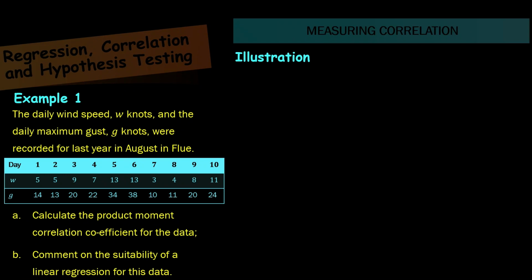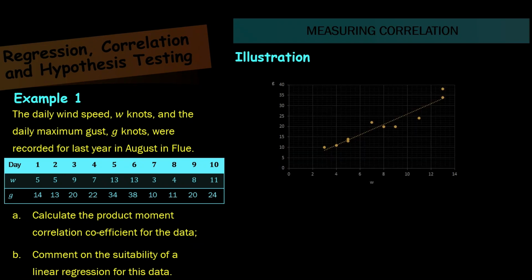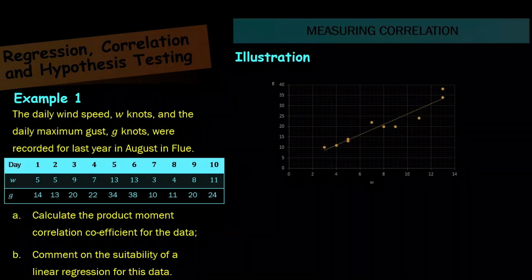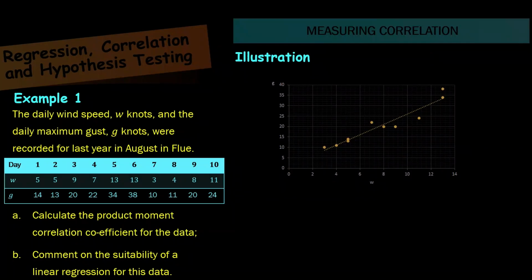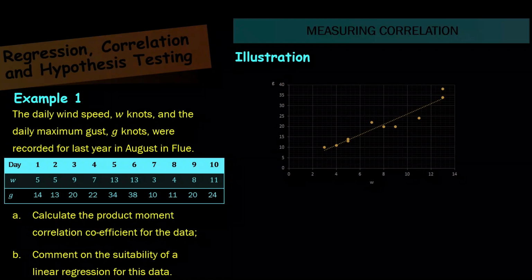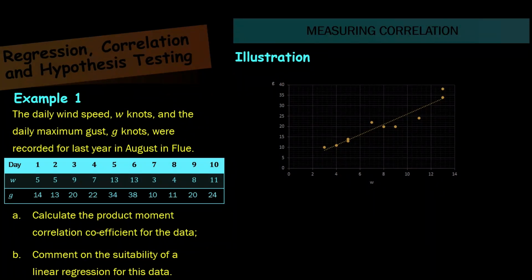Before we begin, let's illustrate the data. The data should look something like this. Notice that all the points are following the pattern of a straight line, not exactly, but they are quite close. So we would expect R to be quite close to +1, since the line is sloping upwards from left to right.